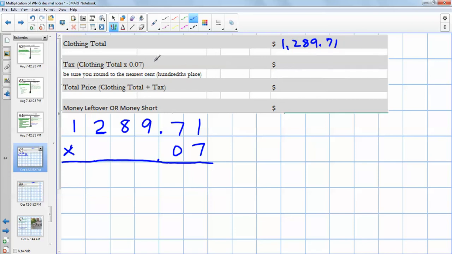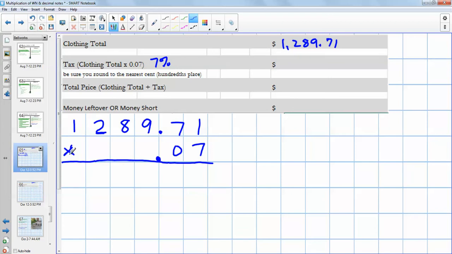So, tax, we talked about in class, means extra money that we have to pay. It's like a service fee. So we pay 7% tax. 7% is written as 0.07 as a decimal. So when we are doing our multiplication problem to find the tax, we are going to be multiplying by 0.07 because it's 7%.